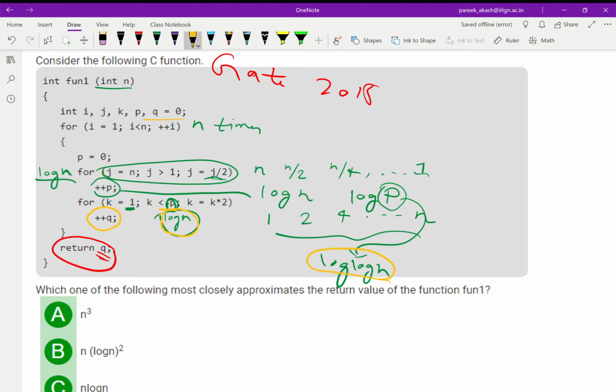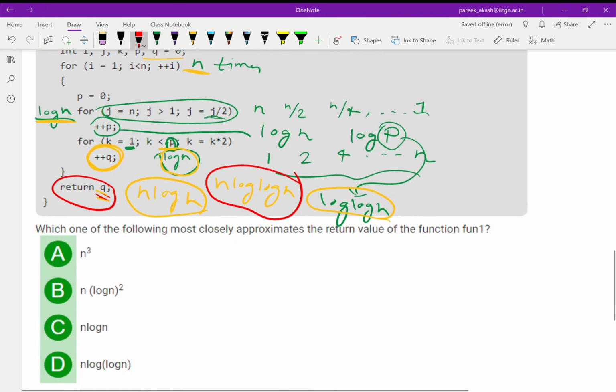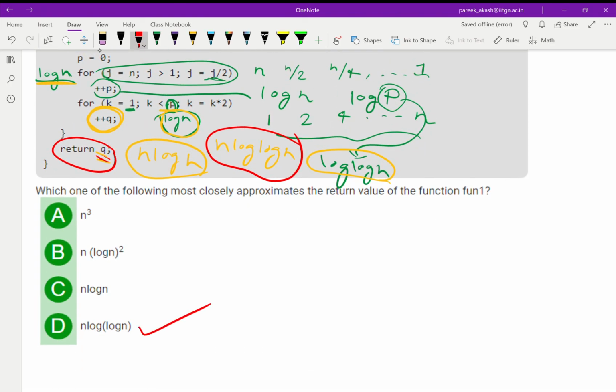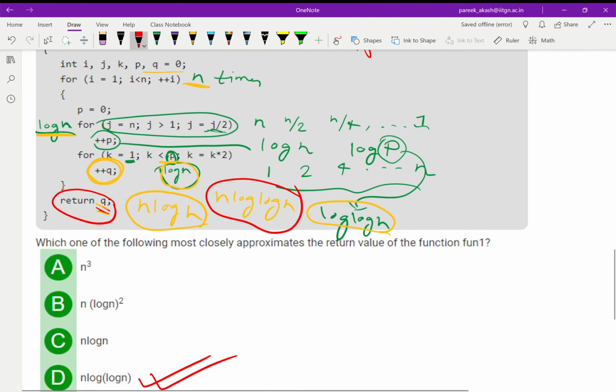So overall the complexity of this algorithm will be n log n, because this is n and this quantity is log n. But we have to return q, and q is counted n times, and for each of those we calculated log of log n times. So q will be n log log n. So the answer we should return for this question is option D, n log of log n. I think you've understood the question. Thank you very much.